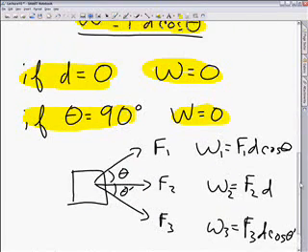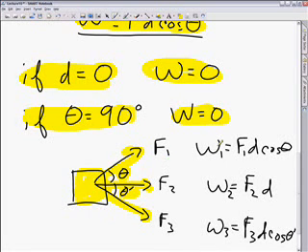Now, when we have a bunch of different forces acting on the same object, the total work that is done is the algebraic sum of the work done by each force. Since work is a scalar, we can just add them up. So let's take an example of our box here. We have three forces on it, F1, F2, F3, and F1 is at some angle, and F3 is at some other angle.